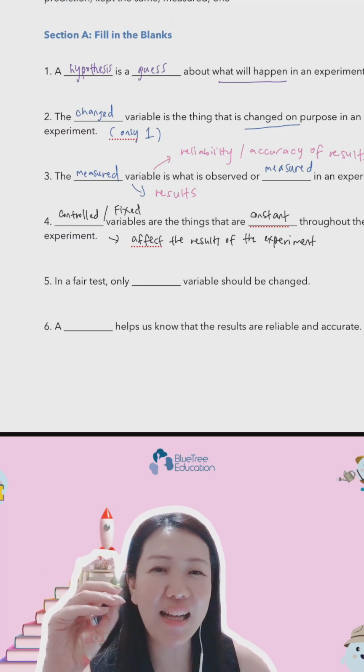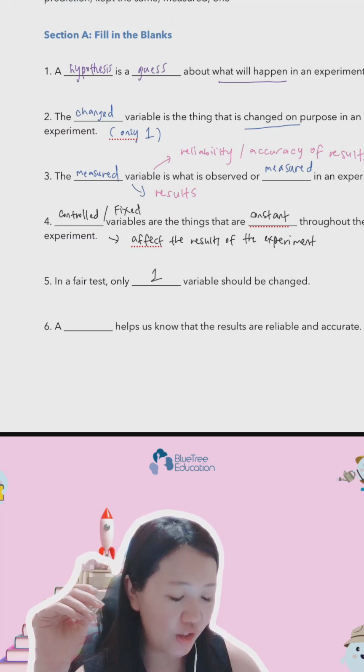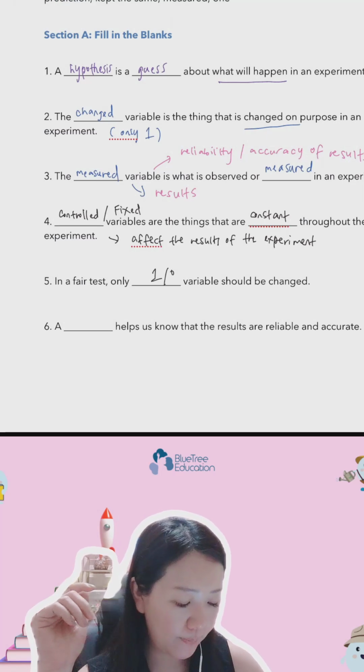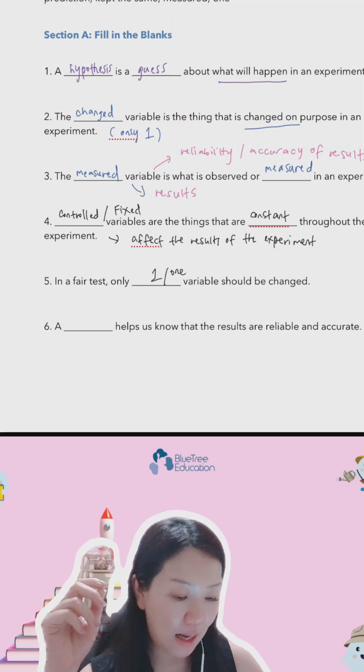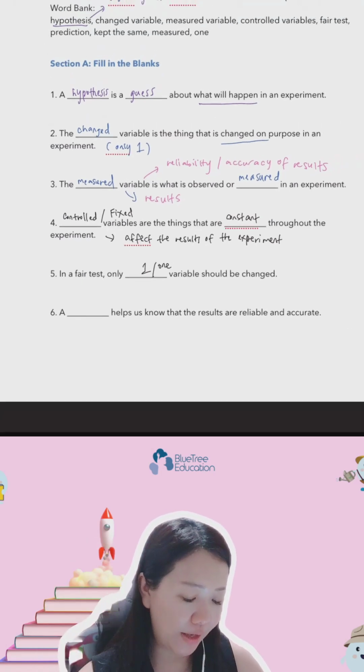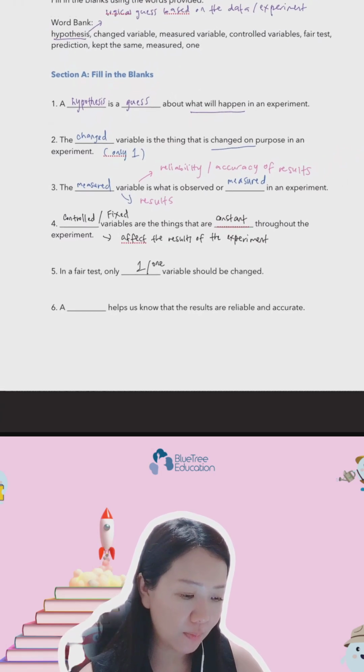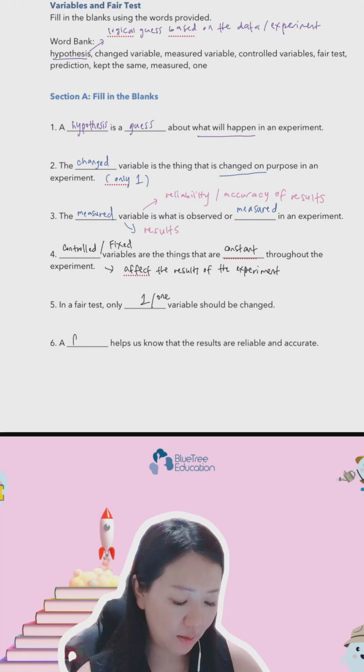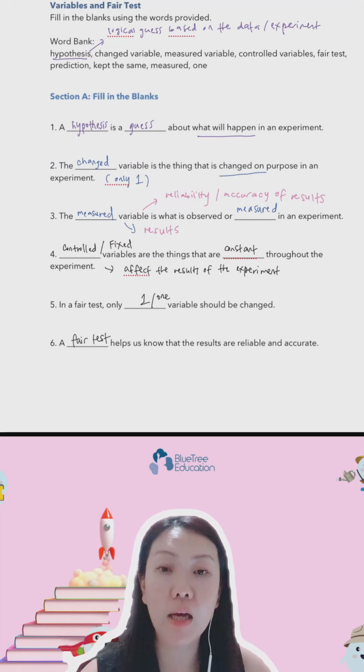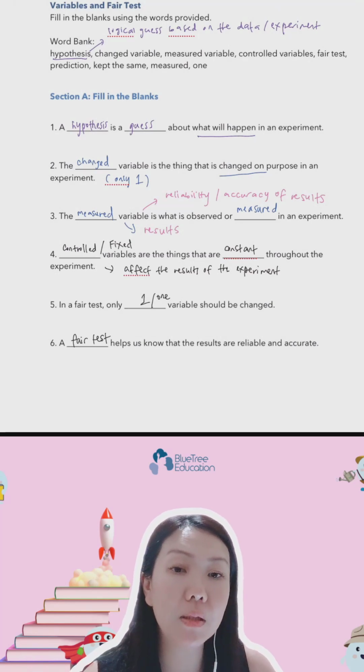In a fair test, only one. Just how teacher Joe say, one. Okay, satu. And what will help us to know that the results are reliable and accurate? What do you think, children? A fair test helps us to know that the results are reliable and accurate.